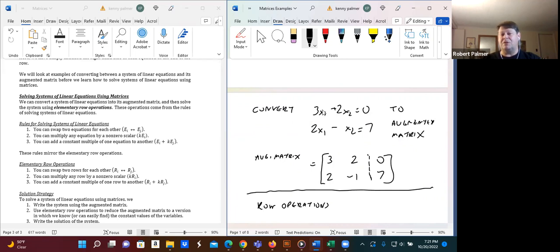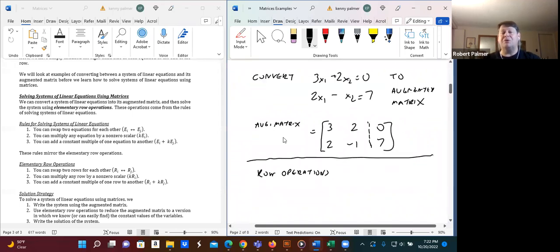I can make this the bottom equation and make this the top equation. That doesn't change anything. So I can always switch equations. Now, if you know the elimination or addition method, you know you can always multiply each equation by any non-zero number. Then you can also add a multiple of one equation to another. In the addition method, we add one equation to another. That's basically what this second one is. So we can add some multiple of one equation to another equation, as long as I'm adding the same thing.